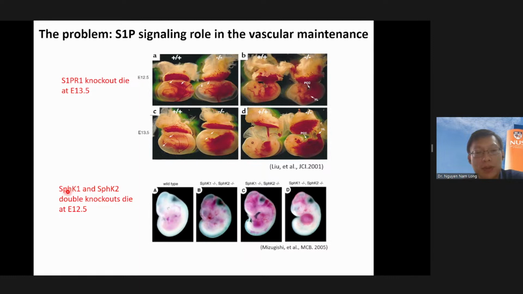The second example is a knockout of double kinases. Basically, we have two different sphingosine kinases to make S1P, sphingosine kinase 1 and 2. In order to see the phenotype, we have to make the double knockout for both kinases. The double knockout also has a severe phenotype, severe hemorrhage, which recapitulates the phenotype from the S1P receptor knockout mice. So basically, if we abrogate S1P signaling, we will see severe hemorrhage, because S1P receptors are expressed in the blood vessels, and they are very critical for the maintenance of blood vessel health.